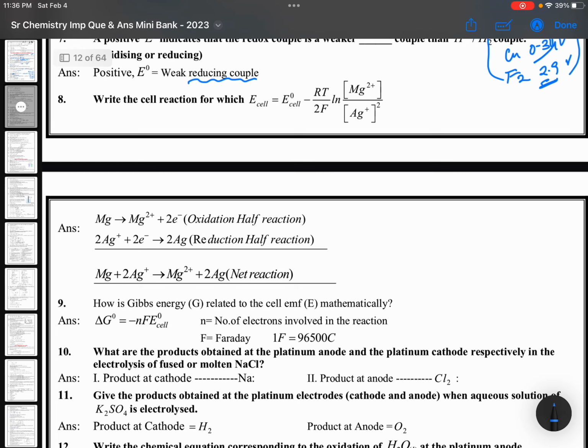Write the cell reaction for which E cell is equal to E naught cell minus RT by 2F ln Mg plus 2 by Ag plus whole square. Okay, now here you can see Mg to Mg plus 2 plus 2 electrons is an oxidation reaction. 2Ag plus plus 2 electrons gives rise to 2Ag, the reduction half reaction. So the overall reaction is like this.